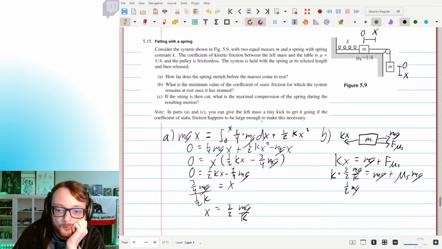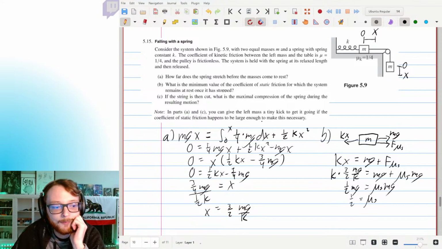So I'll get a 1/2 mg is equal to mu s mg. Really? So we get something that's unitless, which is a good sign. I'm surprised it doesn't have some kind of dependence on mg or k. And I guess it works out that way only because these two masses are equal. I have a feeling it would depend on the masses if they weren't equal.